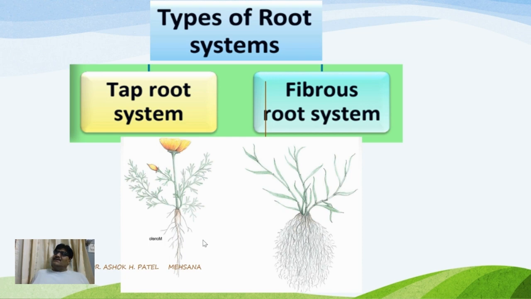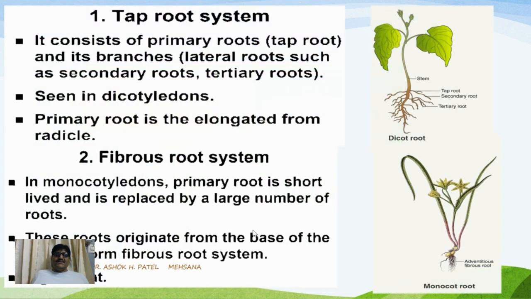Now the types of root systems. There are two types of root system. In some books, three types of root systems are mentioned. Number one, the taproot system and the fibrous root system. Those are the main types. And another is the adventitious root system. Here, this plant has a taproot system, and this one has a fibrous root system.